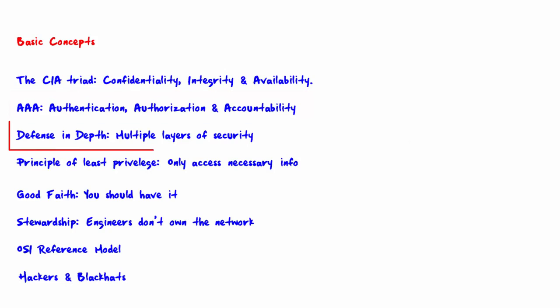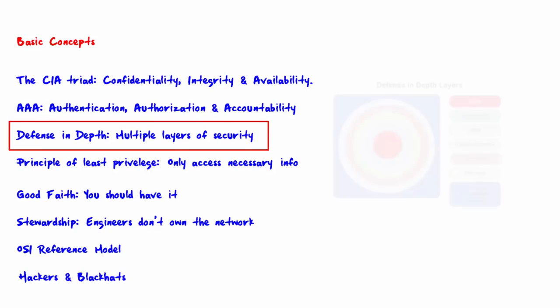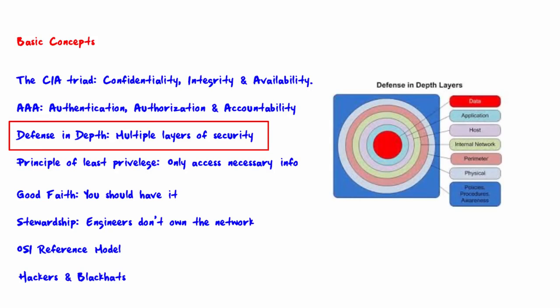The next concept is defense in depth. Multiple layers of security are used to protect resources in the network. The idea is if one layer of security fails, another layer will still provide protection. A simple example is a server in a locked room. Even if an intruder succeeds in breaking into the server room, the intruder does not have access to the data on the server without a password.